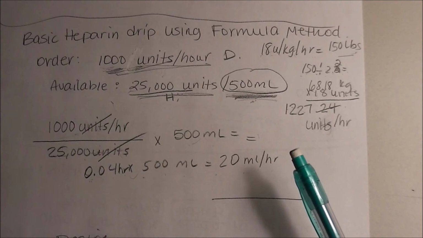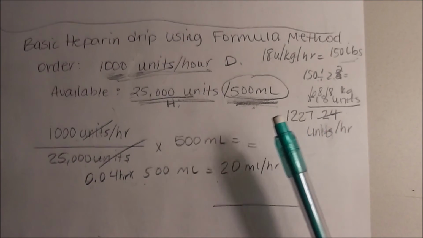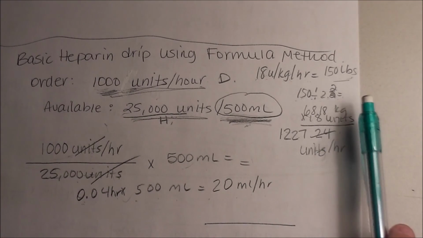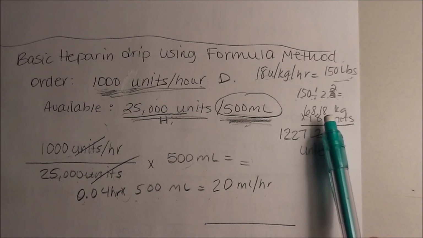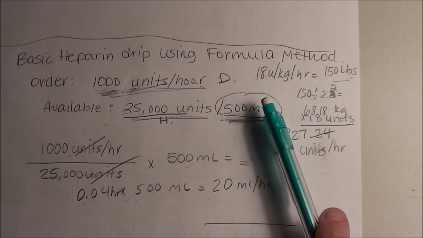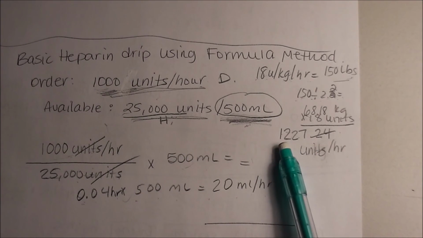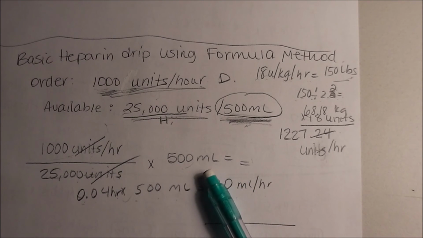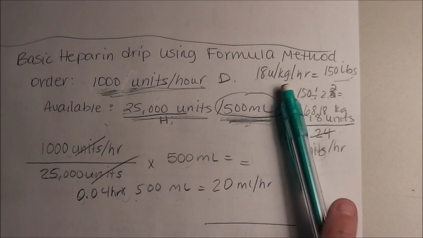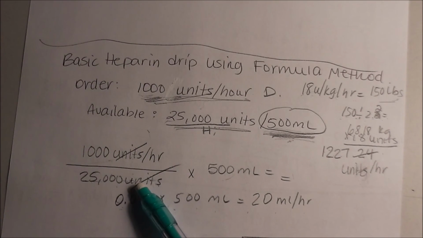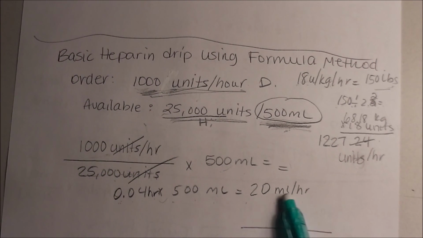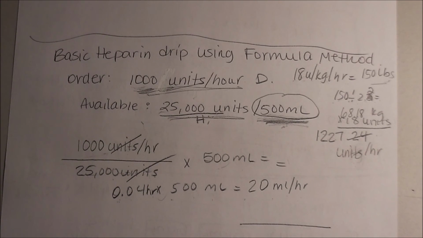There are a lot of people that do it by dimensional analysis, and I just feel like there's too many steps in that for me. I'd rather just say 18 units per kilogram. My patient's 150 pounds means it's 68.18 kilograms. Multiply by your 18 units per kilogram so that you know how many units you give, 1,227 units in an hour, because you've converted your pounds to kilograms. Then you just take your units per hour and your 25,000 units times 500 mLs, and then it'll give you your answer. So that's how you do heparin.